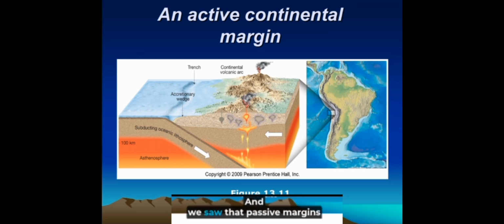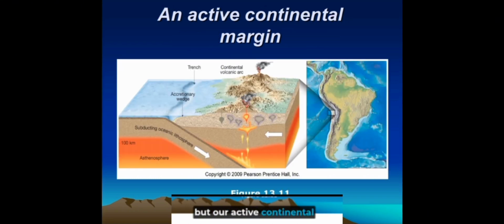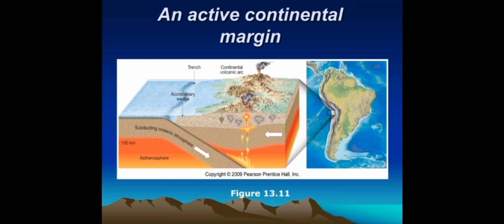And we saw that passive margins surround the Atlantic Ocean, but our active continental margins surround our Pacific Ocean. We just have tons of subduction and volcanism going on here. But as we have subduction, the plate that is being subducted, or pushed back into the earth, is slowly going to start deforming some of the sediment and the rock from the overlying region and form what's called an accretionary wedge. An accretionary wedge is just a triangular shaped area where sediment has been scraped off the other plate.